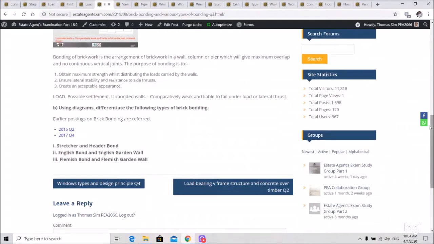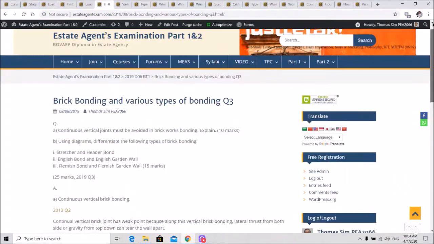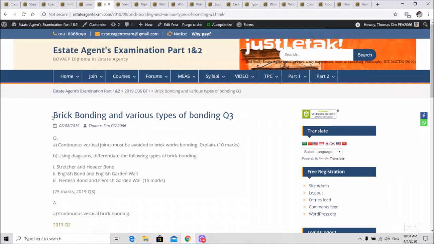So question number 3 always asks about brick bonding and various types of bonding. In a way, this is considered more like an on-the-ground skill job for an estate agent to use this information or this knowledge in the field of estate agency. Probably not so much nowadays as many years ago.